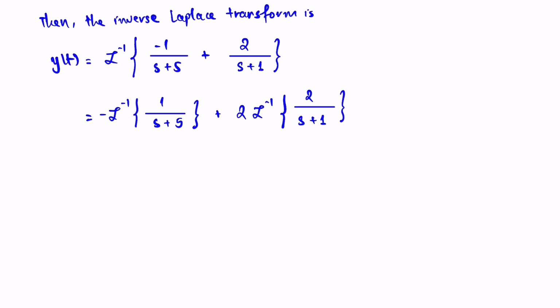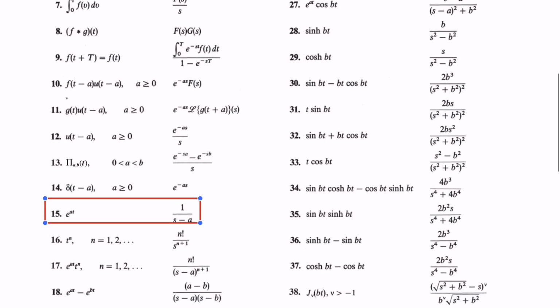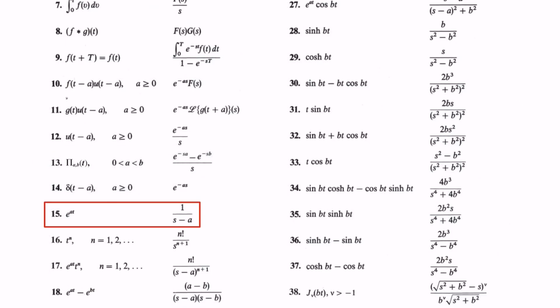Alright, so at this point you need to go to the Laplace transform table and look at this formula right here, number 15. So you have the inverse Laplace transform of 1 over s minus a, or in this particular case, you have the inverse Laplace transform of 1 over s plus 5. And again, you want to mimic the formula. That is, you want to have the subtraction in the denominator.